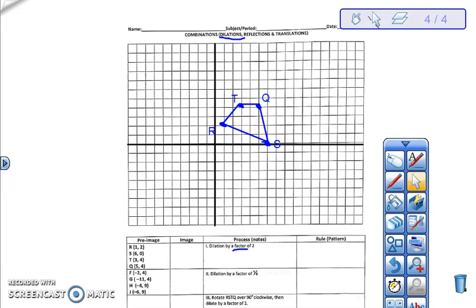Alright, so this is our last video on transformations. In this video we're going to be talking about dilations, which means that we are going to be taking our pre-image figure and either shrinking it or expanding it. In other words, making it smaller or making it bigger. And as you can see, I have already drawn the pre-image.